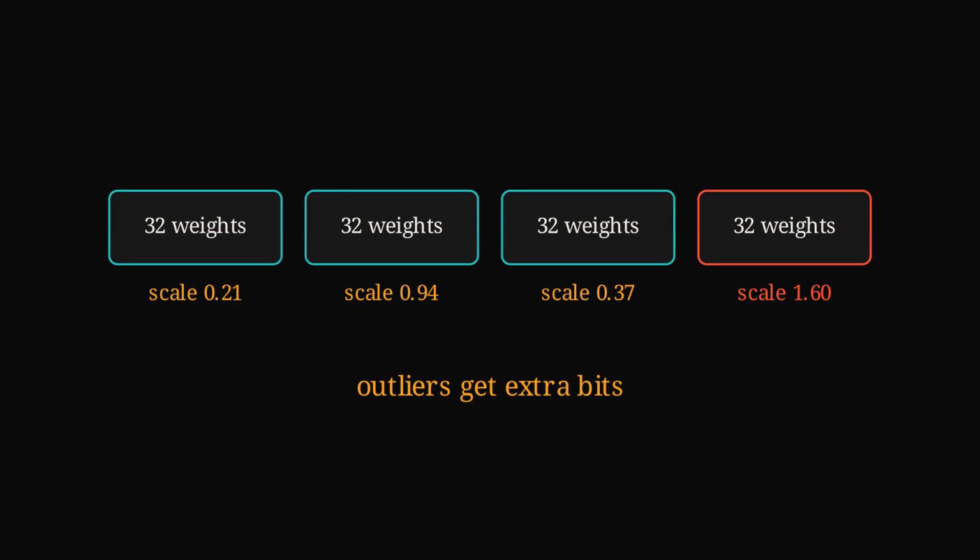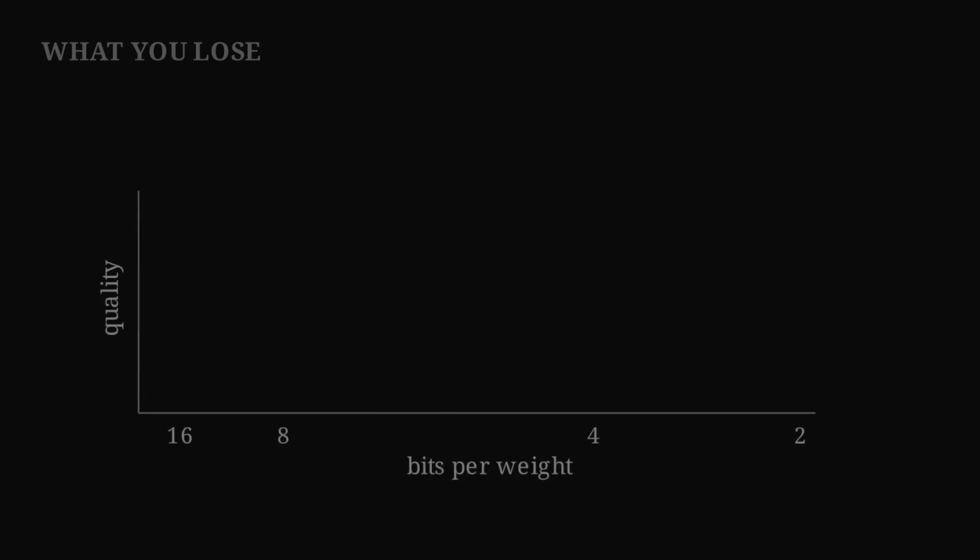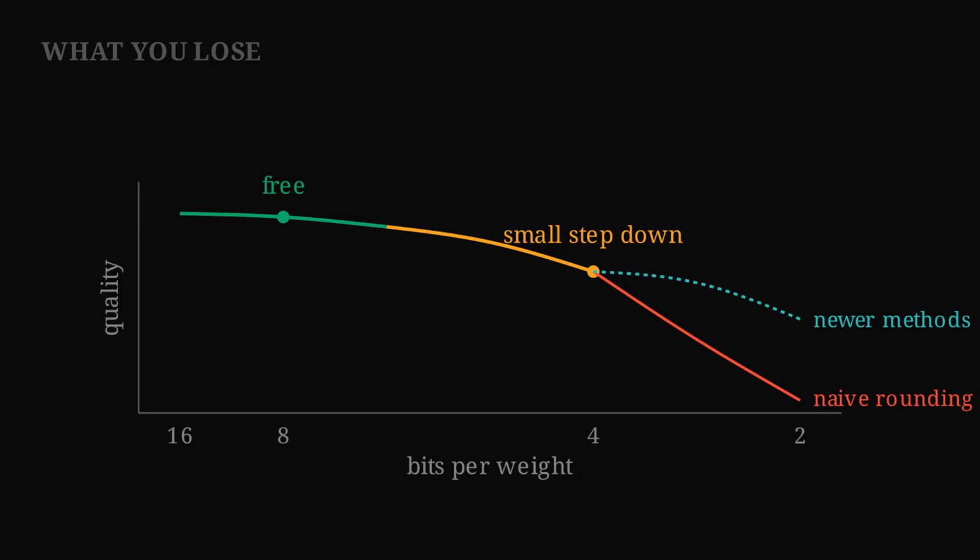And the best methods go further, spending extra bits on the rare outlier weights that carry disproportionate signal. None of this is free, and the shape of the loss matters more than its size. 8 bits is effectively indistinguishable from full precision. 4 bits cost you a small but measurable step down. Below 4 bits, preserving quality becomes much harder, although newer methods continue to improve.